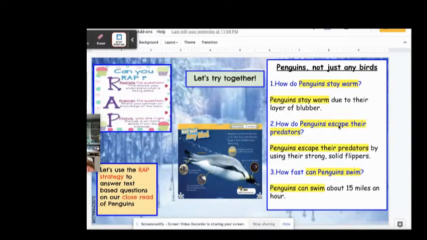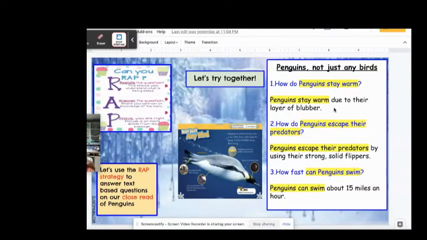How do penguins escape their predators? I'm going to restate the question. Penguins escape their predators by using their strong, solid flippers. And how fast can penguins swim? Penguins can swim about 15 miles an hour. All right? So while I was close reading the book, I gathered all this information from there. And using the wrap strategy, I'm restating the question, I'm answering the question, and then I'm proving that I'm right.